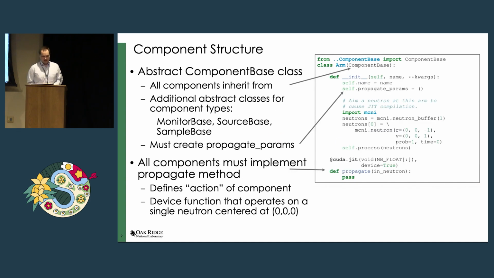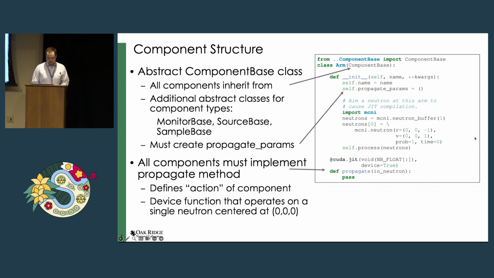To implement this in Python, we wanted to have an abstract base class for each component. This is an example of the simplest component that we have, which is called an arm. This literally just models a physical arm in the instrument, and it doesn't do anything to the neutrons. You can see at the bottom here, there's this propagate method, which takes in an input neutron. And this input neutron is basically an array containing position, velocity, probability, and things like that. Each component is expected to define this propagate method, because that defines the action of the component, how the neutrons are being processed by that component.